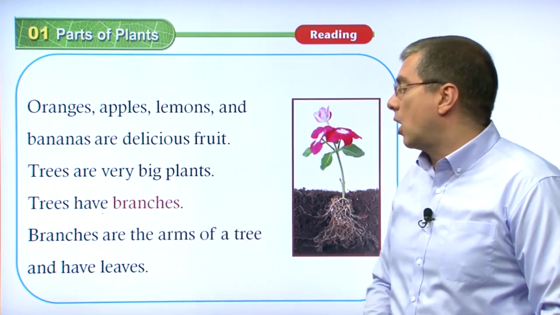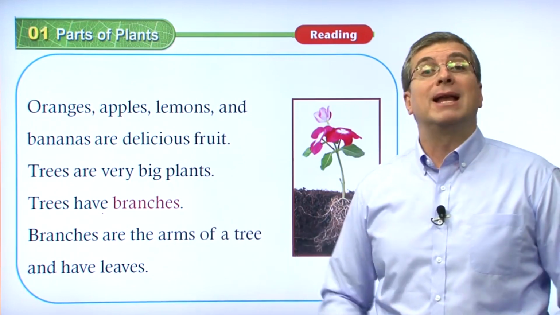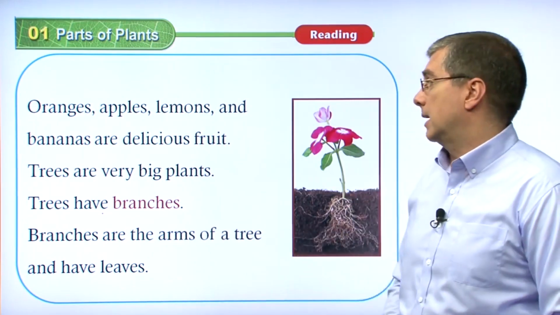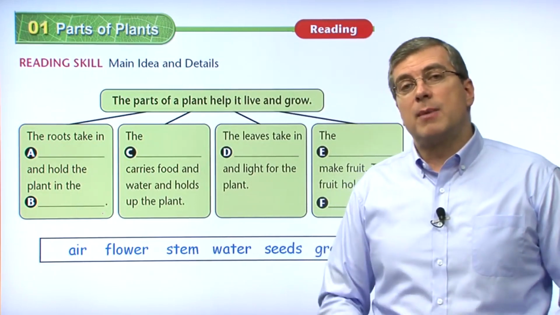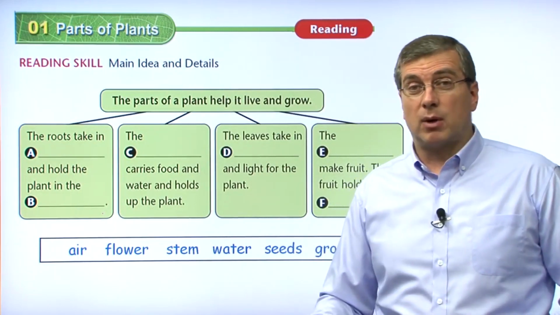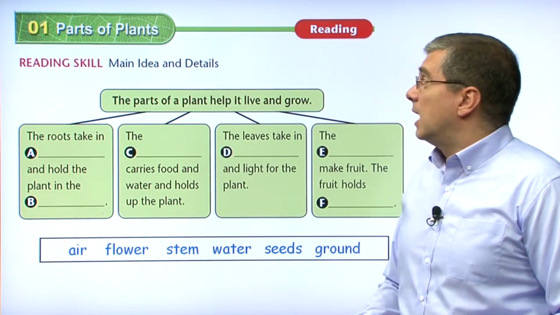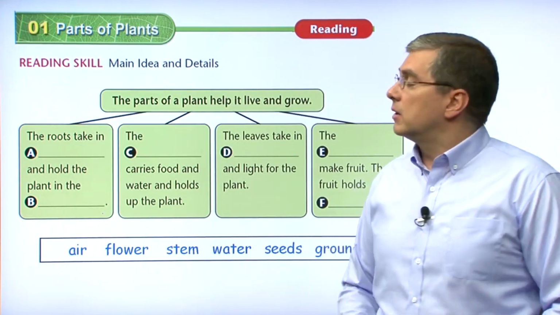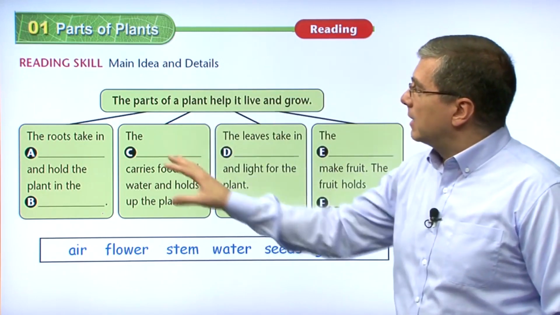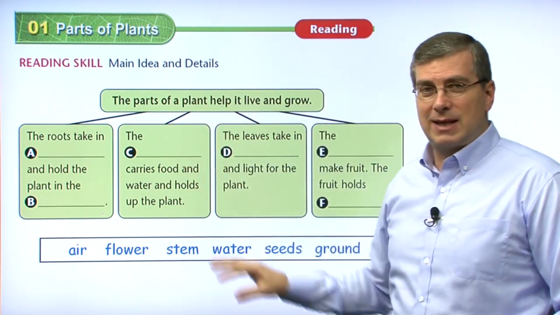Branches, of course, are the arms of a tree. They have many leaves. Okay, so we've seen the reading passage that was talking about the different parts of the plant. Remember, our topic sentence was, there are many different parts of a plant. So let's take a look at that reading and let's look at the main idea and details.